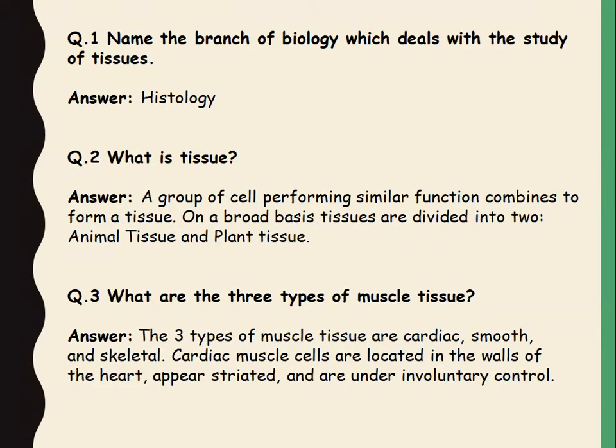Name of the branch of biology which deals with the study of tissue? Answer is histology. What is tissue? A group of cells which perform similar function combine to form a tissue. What are the 3 types of muscle tissue? Cardiac muscle, smooth muscle and the skeletal muscle. Up to that we have covered all the tissues. Thank you.